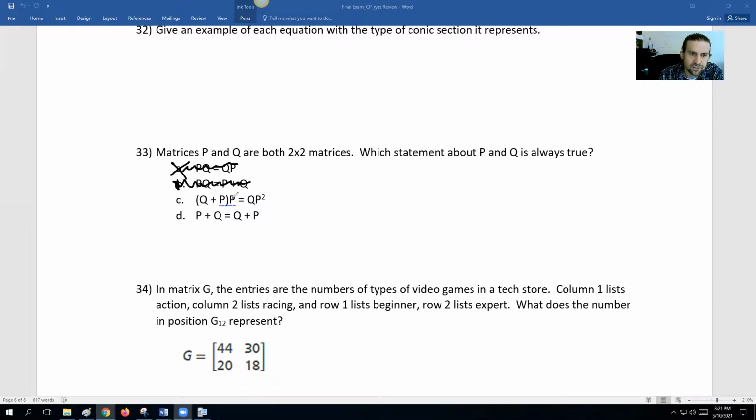All right, does (P plus Q) times P equal? No. We could distribute backwards, but it doesn't work out to be P squared. All right, does P plus Q equal Q plus P? Yes. When we're adding, it doesn't matter which way we add. Multiplication we have to be aware of.